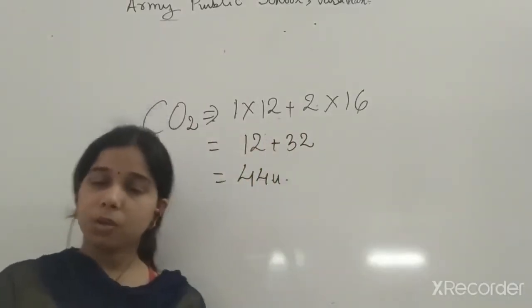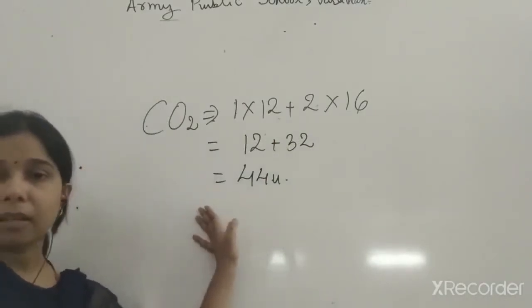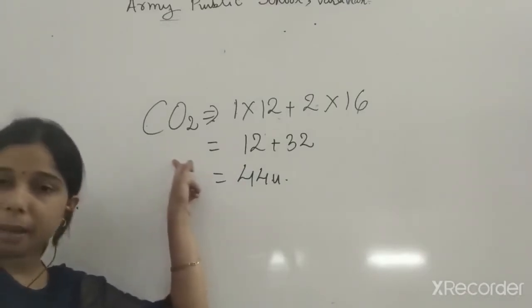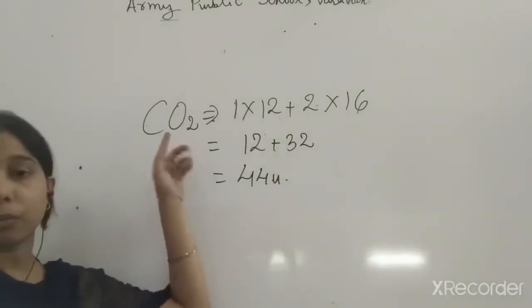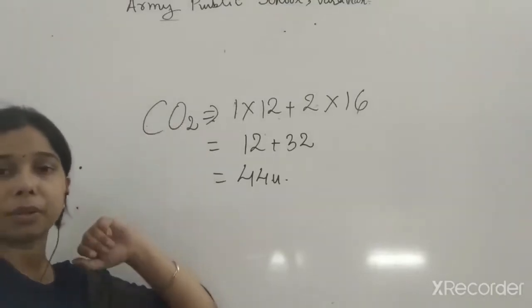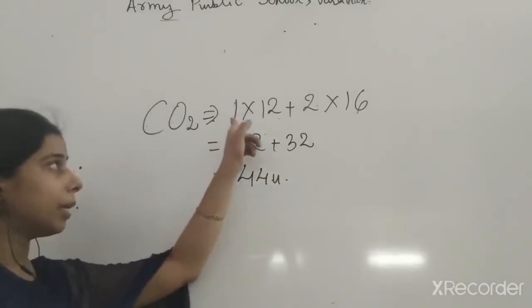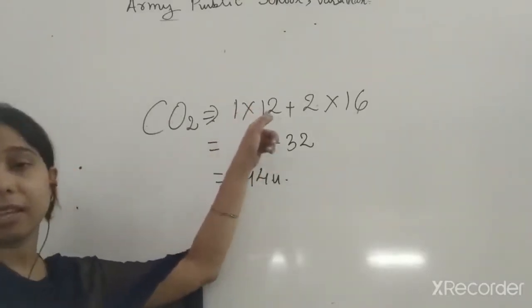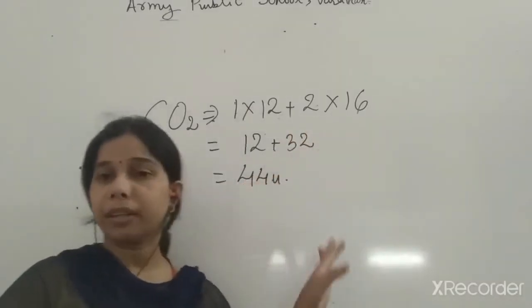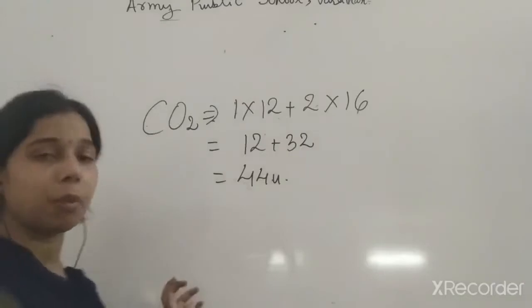Okay, so have you understood how to find the molecular mass? We will simply see what different elements combine together and what is the number of atoms which combine with the particular element. Then we will simply multiply it with the atomic mass of that particular atom and find the molecular mass. Let us solve some questions related to the molecular mass.